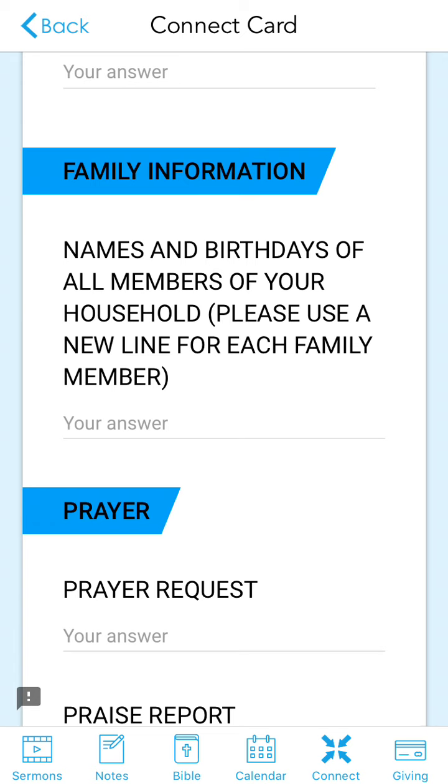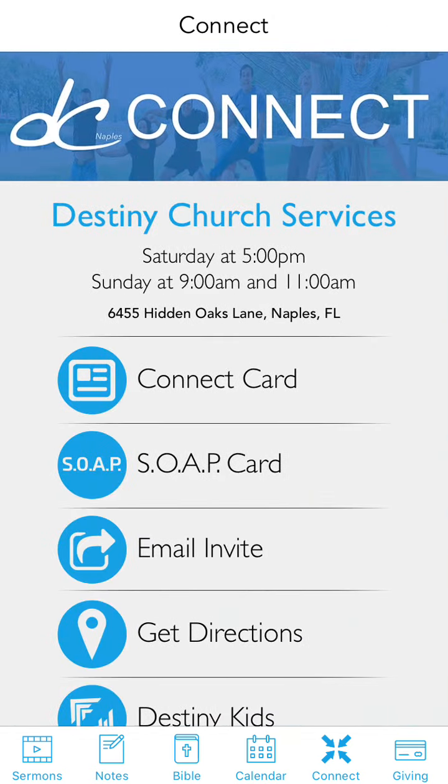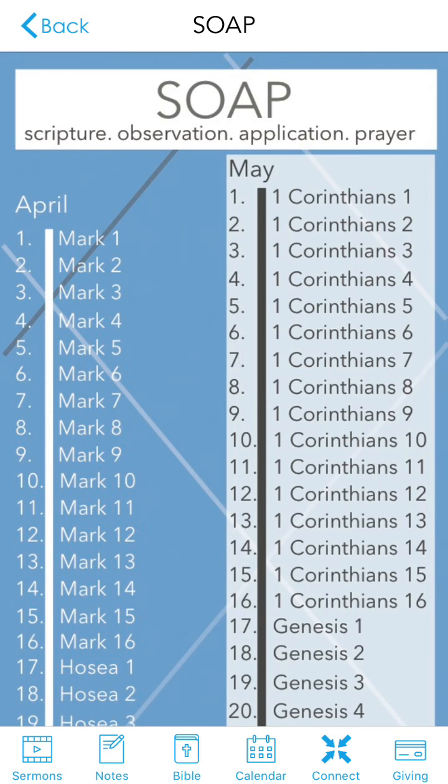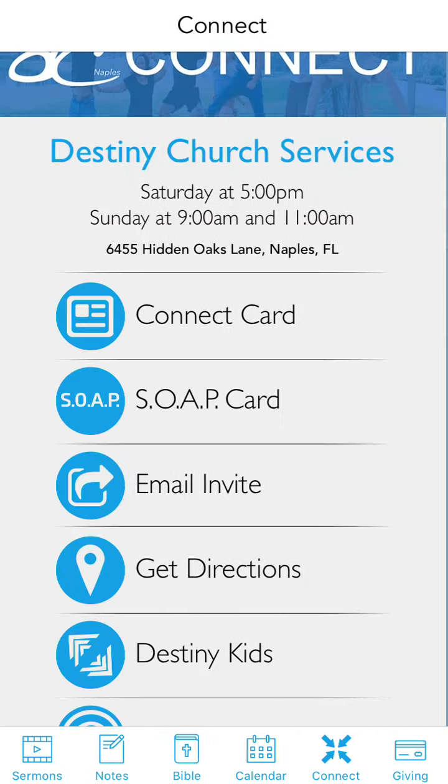They don't actually have to be at church now when they fill out the Connect card. Next up is the SOAP card. This is something we just added into the app, and this is the reading plan for Destiny Church. It just gives you the list of passages for the reading plan.